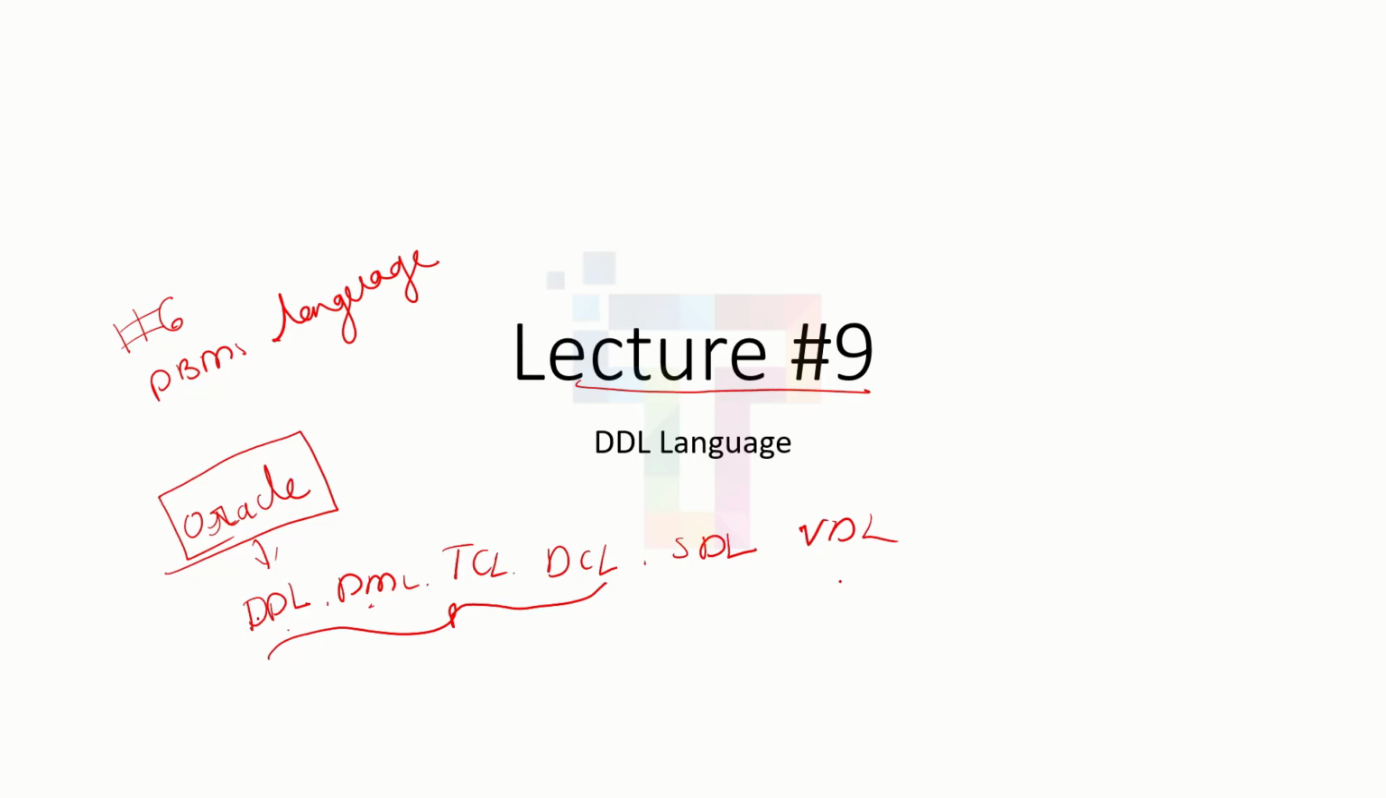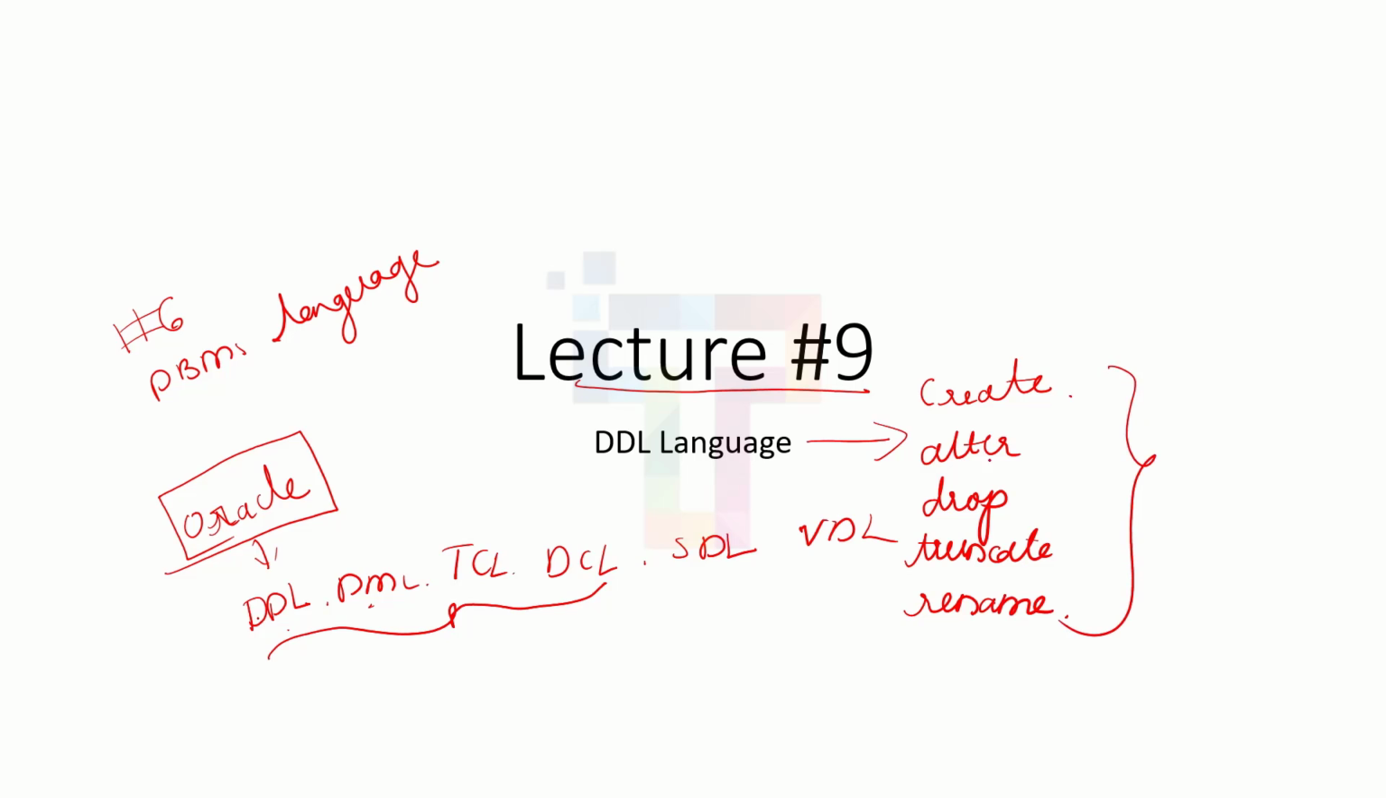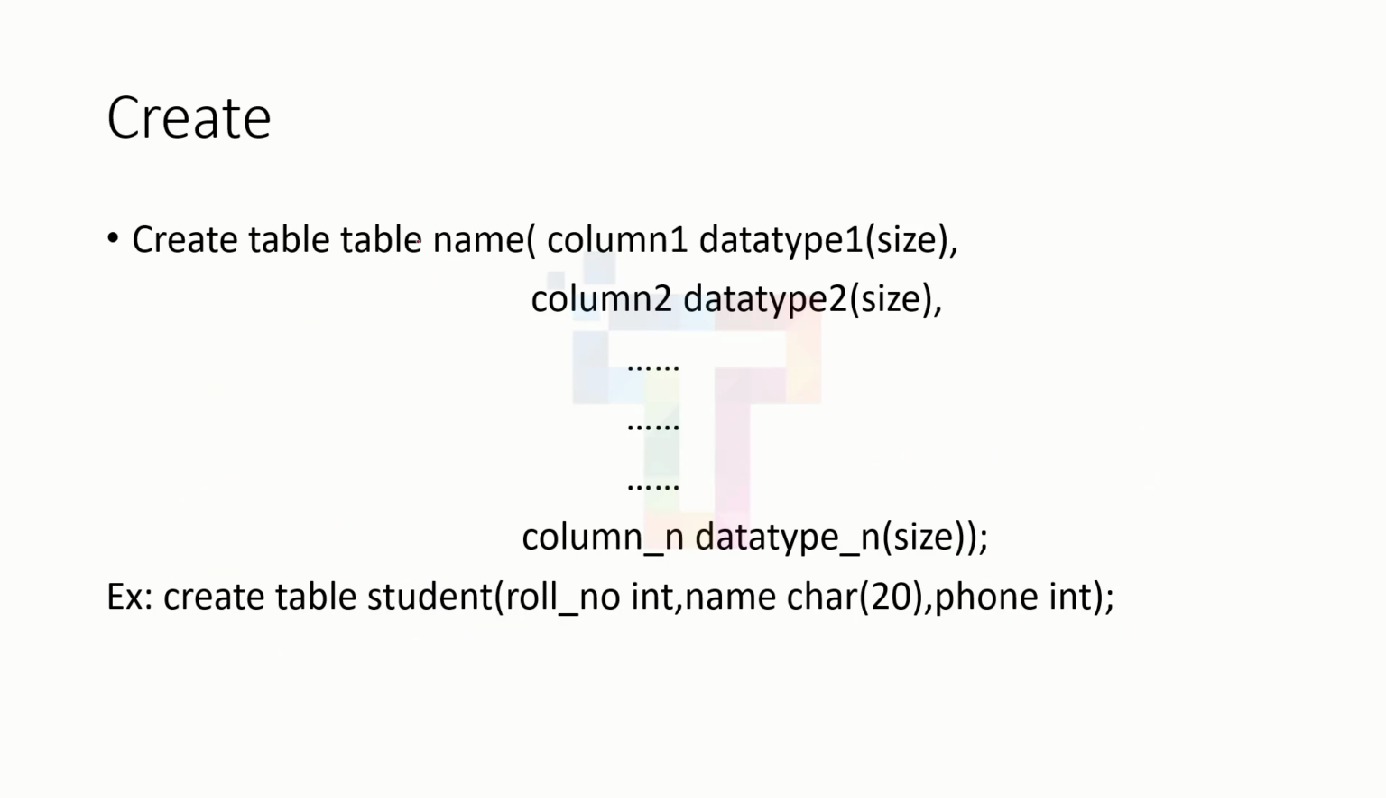So let's start with the DDL languages. In DDL languages, which all commands we have studied? The basic one and the most important is create command. Then we have alter command, then drop, truncate, and we need to study this rename. These commands we need to study in this lecture. So let's start. The first one is create command.